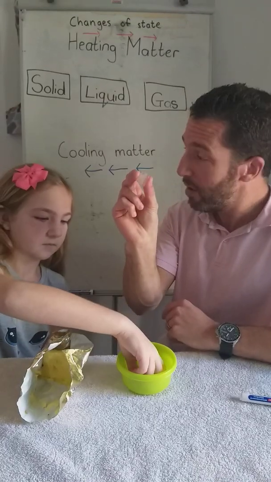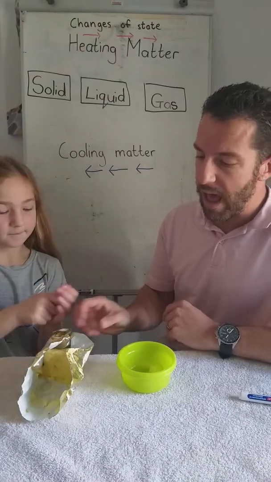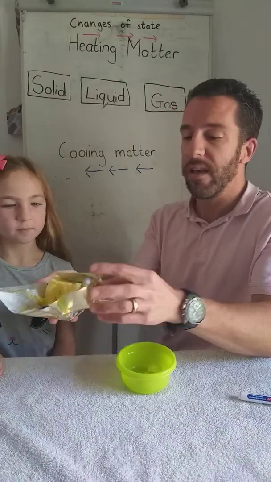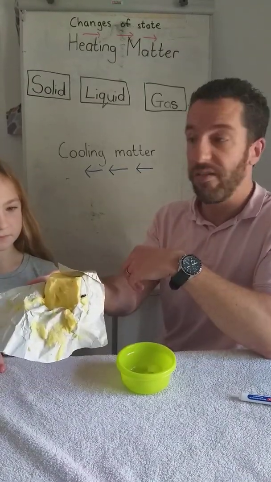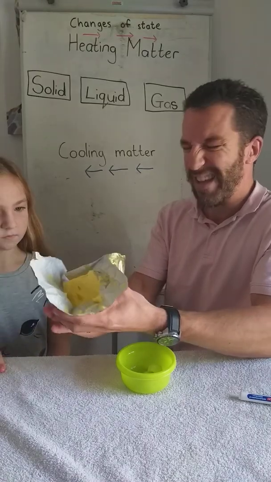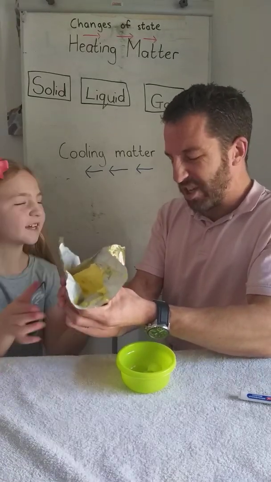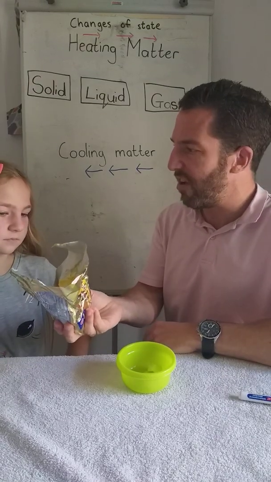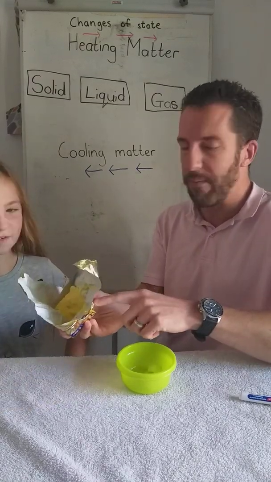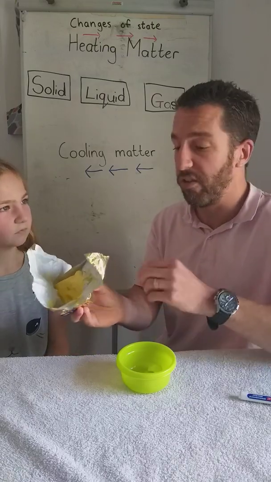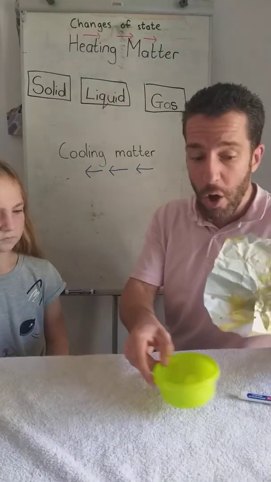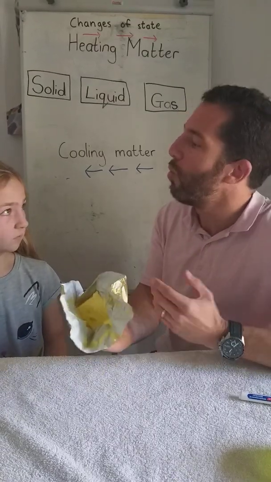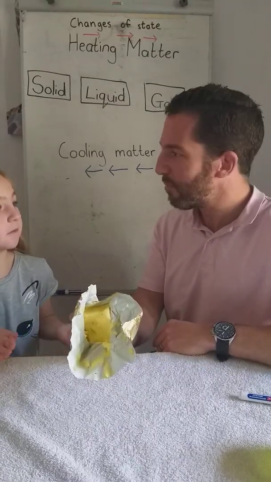I've got my ice block, and I've got my bit of butter over here, which, as it exists at the moment, is a solid. Firstly, because if I try to change the shape of it, it doesn't change shape very easily, and it's not going to take the shape of a container if I put it in. It's going to stay the same shape, and it's not going to take up the whole container. But I know that if I add heat to this butter, it would melt.